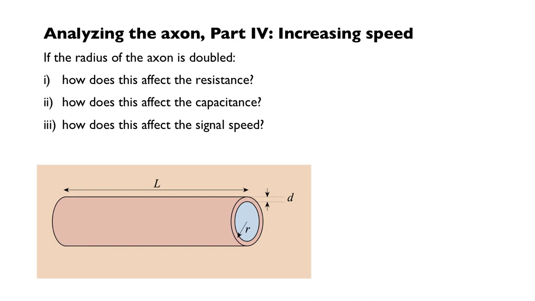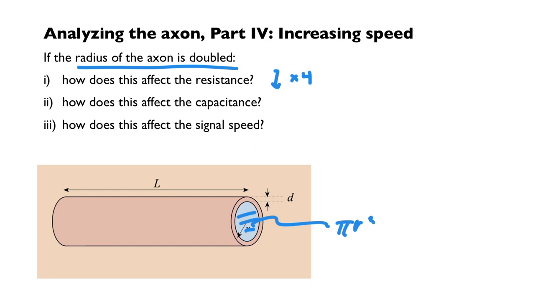Suppose I double the radius of the axon. Okay? If I double the radius of the axon, how does that affect the resistance? Well, if I've doubled the radius, the area, which is pi r squared, goes up by a factor of 4, so the resistance goes down by a factor of 4.